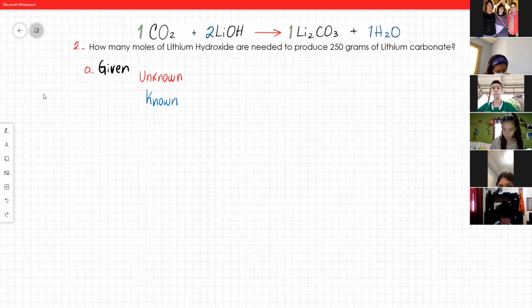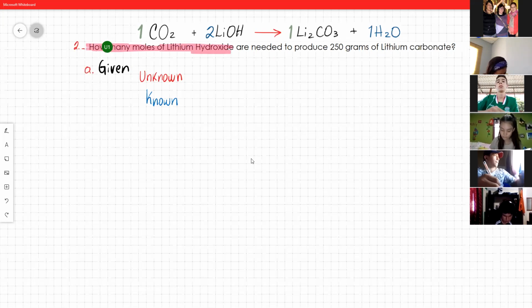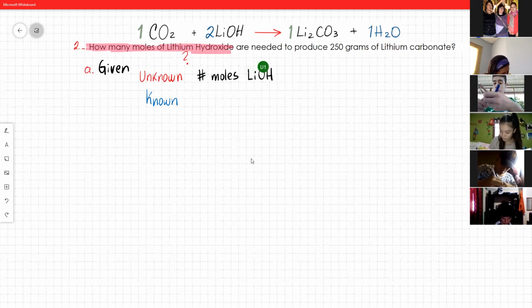What is my unknown in this question? Moles of lithium hydroxide. My unknown is how many moles of lithium hydroxide. This is what I have doubts about. Okay, that's the part I have to answer. Lithium hydroxide, number of moles. So this is my unknown. Number of moles of lithium hydroxide, LiOH. Okay, that is my unknown.